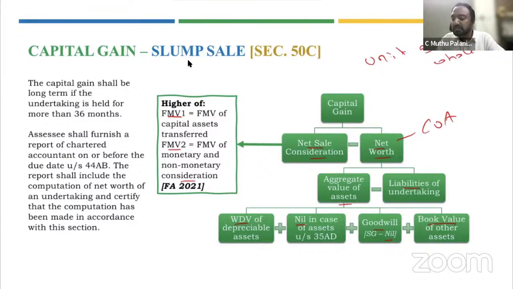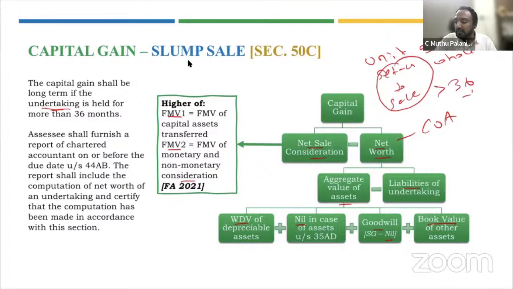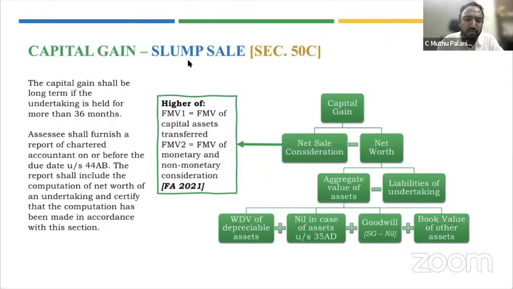So here what they say is, how will I calculate long-term or short-term? It will be calculated based on the time of the undertaking. That is, when was this unit set up? When is it finally being sold? So the period from unit setup date to sale date, if it is more than 36 months, then it is LTCG. Otherwise, it is STCG. And to claim this slump sale, a certified chartered accountant certificate should be submitted before the due date specified under section 44AB. We'll not discuss due dates right now.